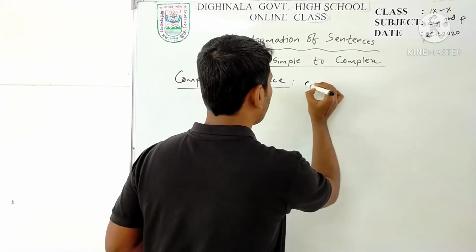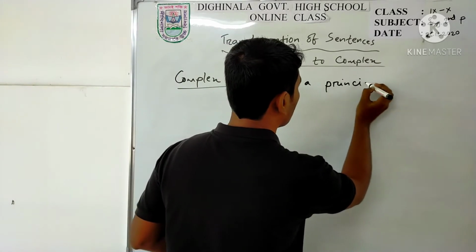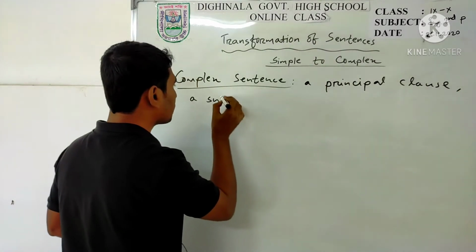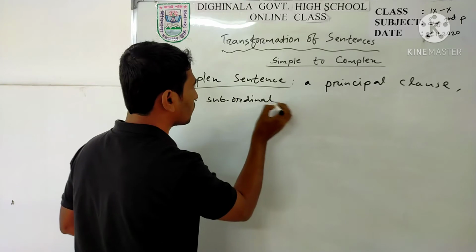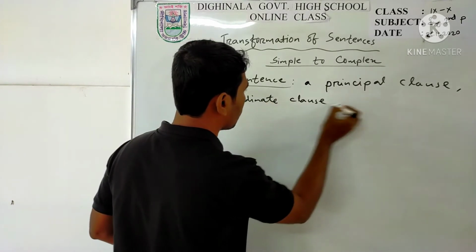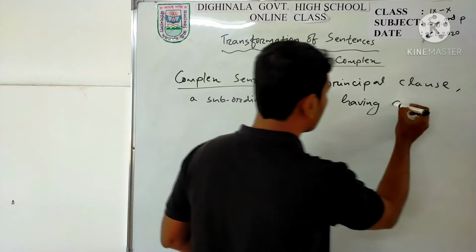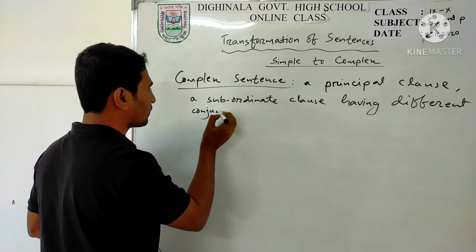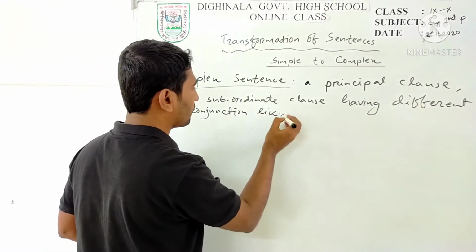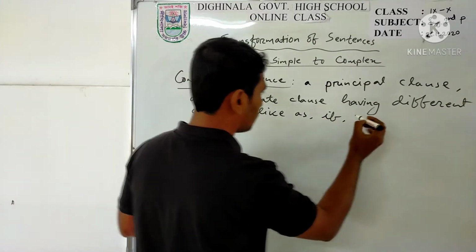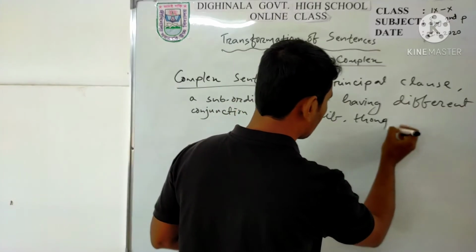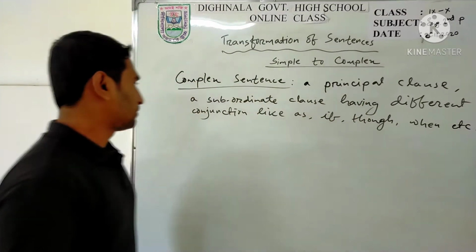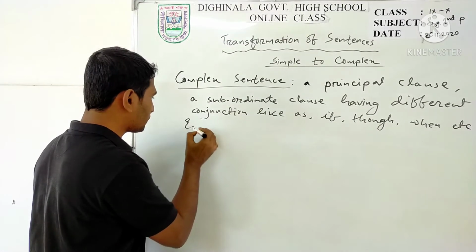So you have a principal clause and a subordinate clause having different conjunctions like as, if, though, when, etc. Okay, just see two examples here.